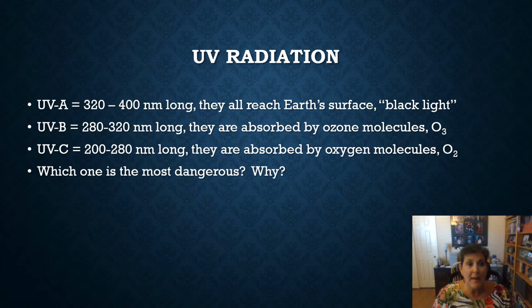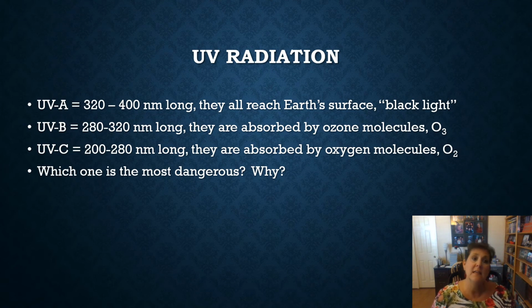Now, UVB is a little shorter, 280 to 320 nanometers long. They're absorbed by the ozone molecules O3. So it's good because those can cause skin cancer. So it's good that we have ozone above us. We want to keep the ozone above us to protect us from those UVB rays.